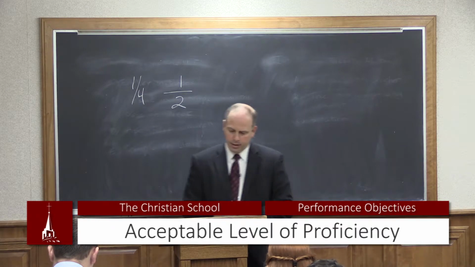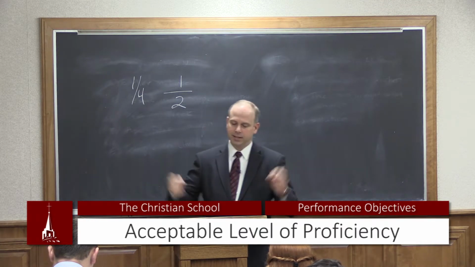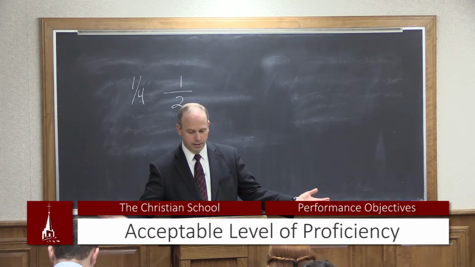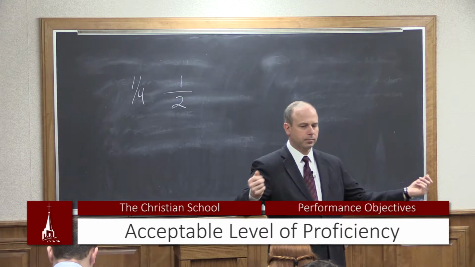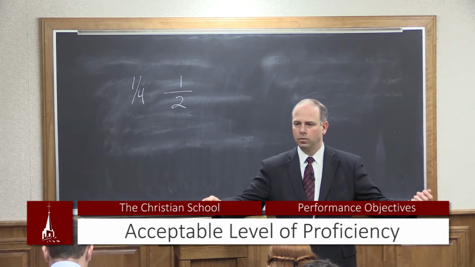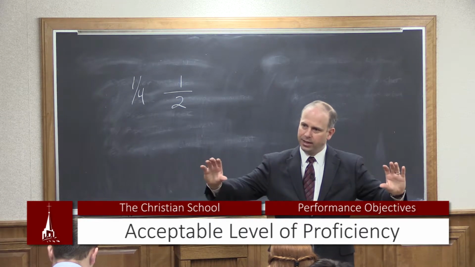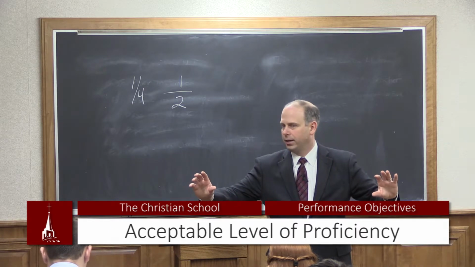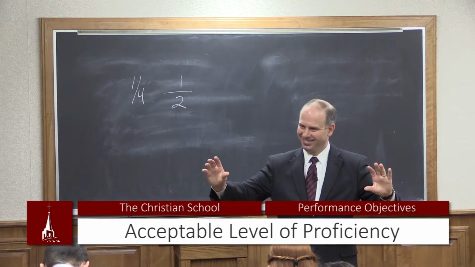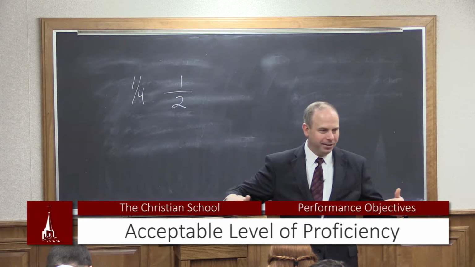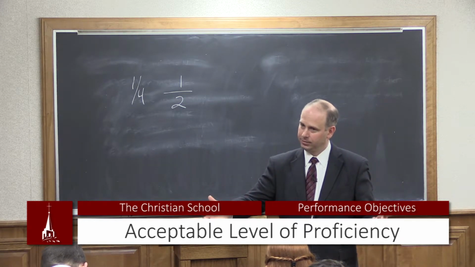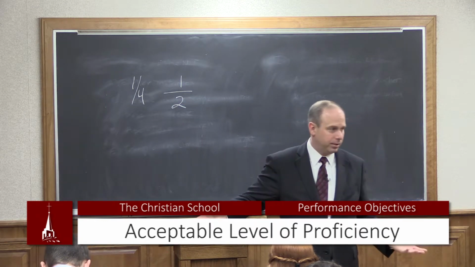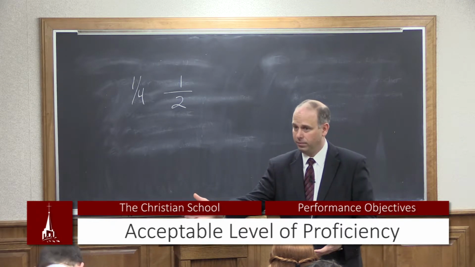So, the acceptable level of proficiency is the minimum that we will accept. Will we accept a C, a D, a B? Whatever we say in our objective, which should be stated before we start grading the papers, we're on our honor to stick to that. Obviously, if the students didn't meet the objective, you can move on.